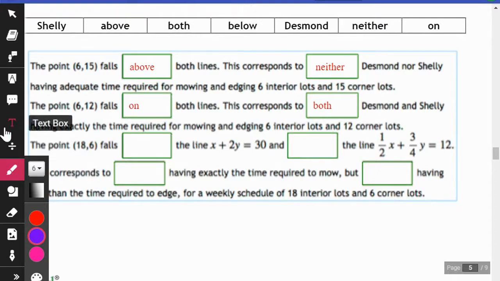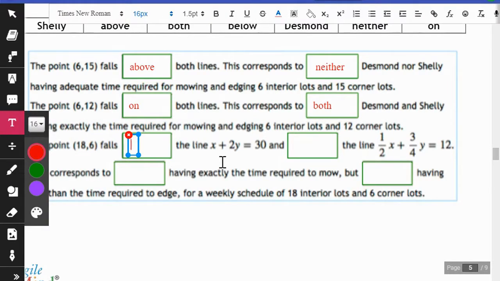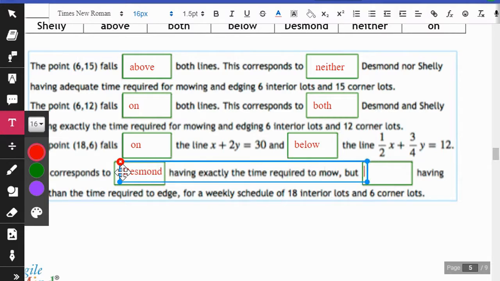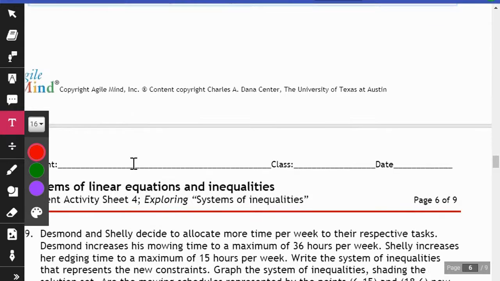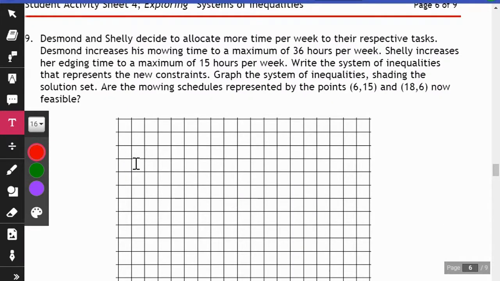All right, so let's see what that means. Falls on that line, on Desmond's line, and below the other one. This means that Desmond is at the exact time required, but for Shelley, too much. Yep. All right. They allocated more time this week.